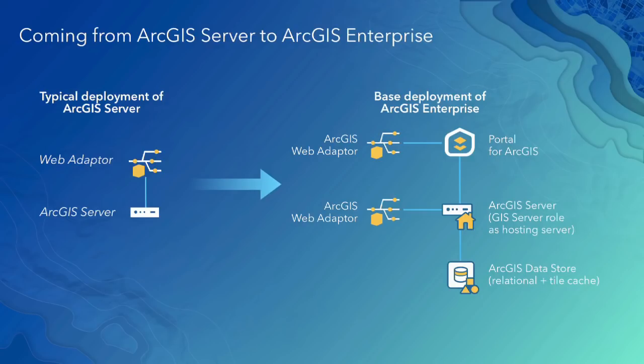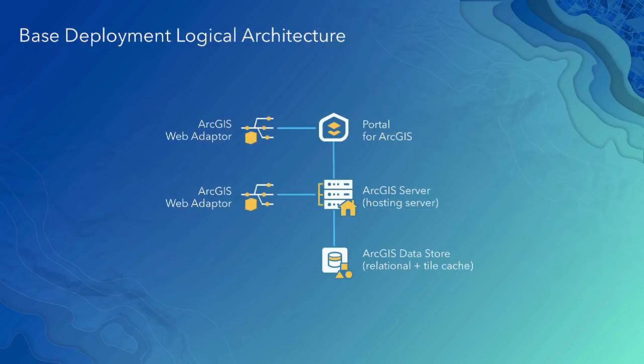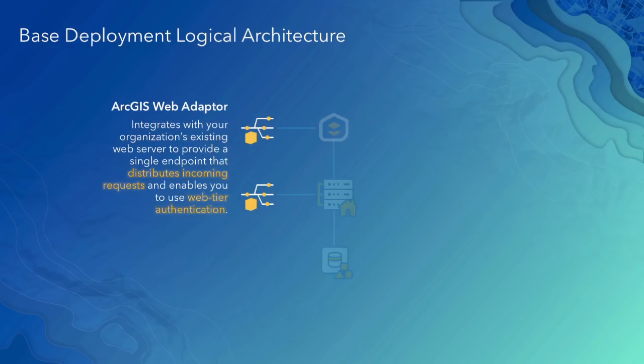Well, this is the logical architecture, and we talked about this a little bit. We've got the web adapters. They're hooked up to their respective components, one for the portal, one for the server. The portal itself is that web front end, but also the API back end that powers all of our applications. The server, well, serves those dual purposes.